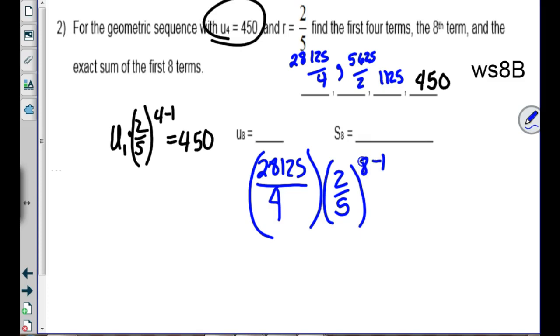Put that disgusting number in, times 2/5 to the 7th. I got 11.52. Did anybody get that? Okay, 11.52 or 288 over 25.